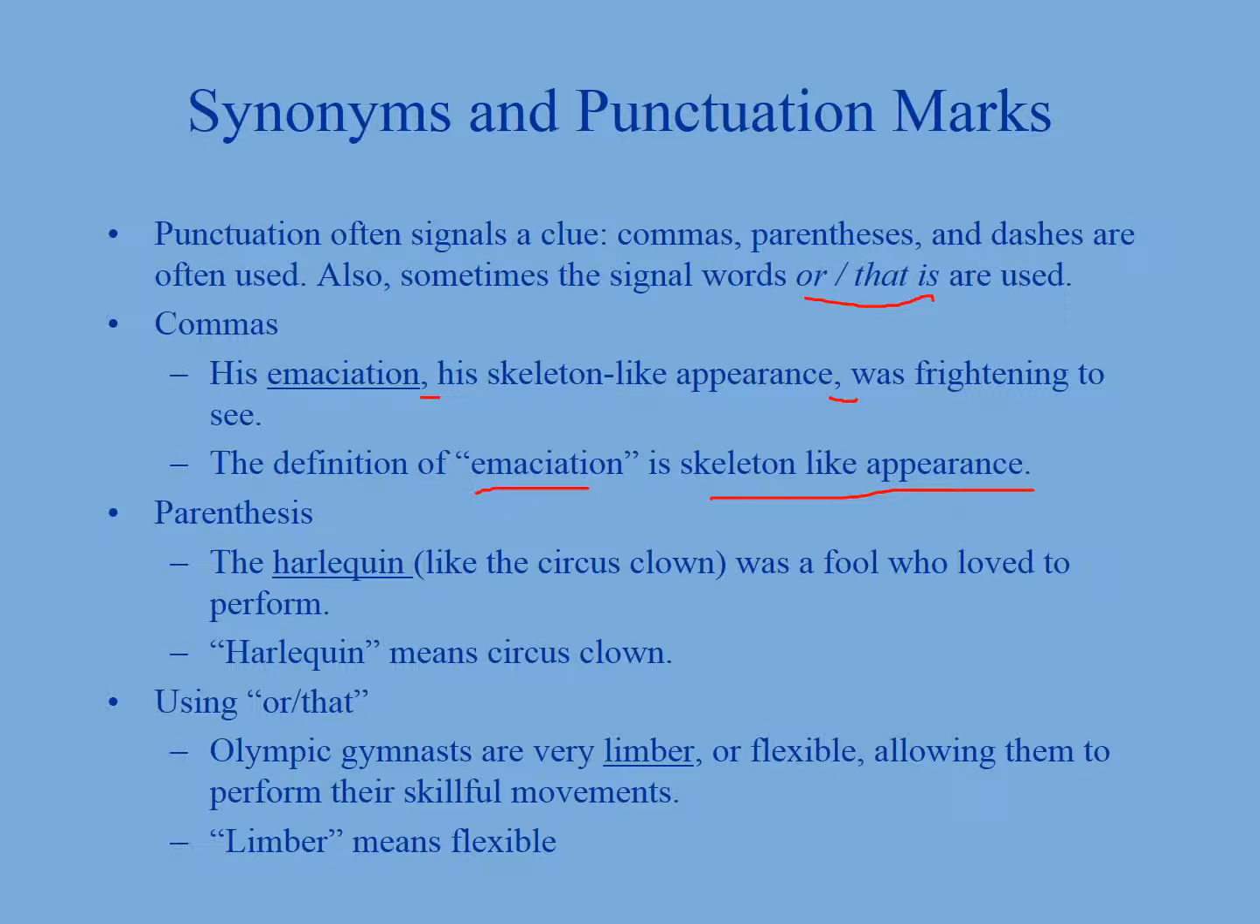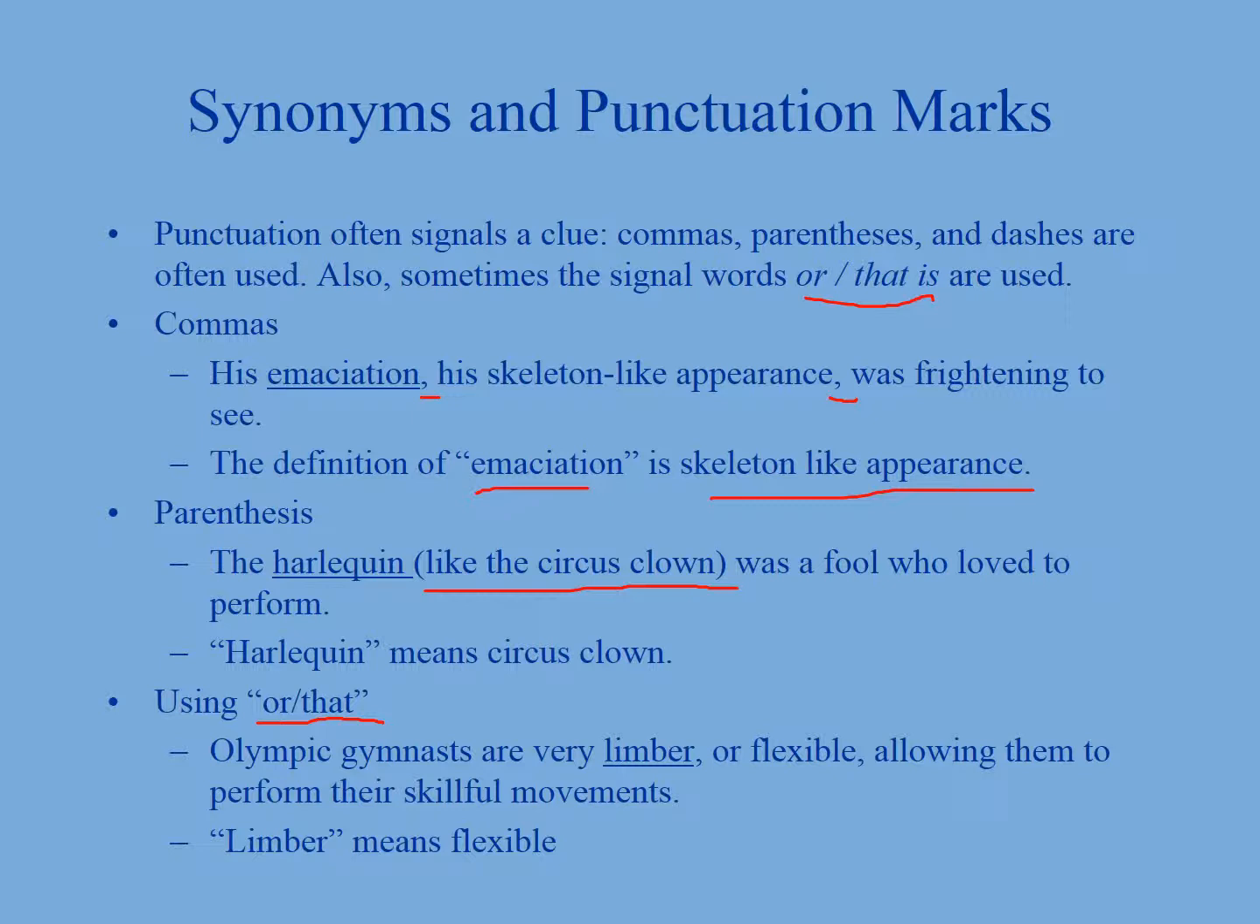"The harlequin (like the circus clown) was a fool who loved to perform." Harlequin means circus clown. Look right next to the unfamiliar word. You have parentheses and a phrase within the parentheses, like the circus clown. That means a harlequin is something similar to a circus clown. Once again, when an author uses a synonym or definition clue, it will be next to or beside the unfamiliar word. And authors also use signal words like "or" or "that is" to signal a synonym clue.